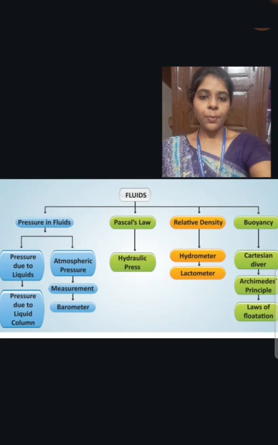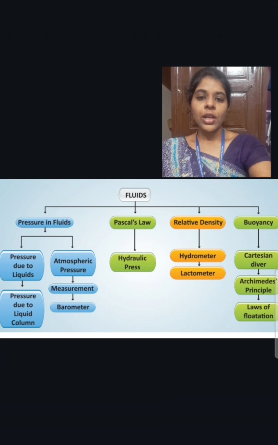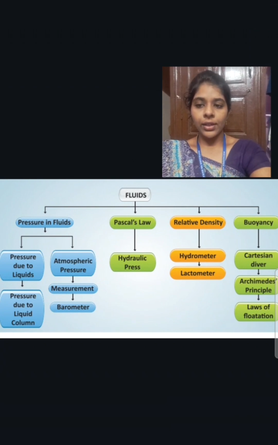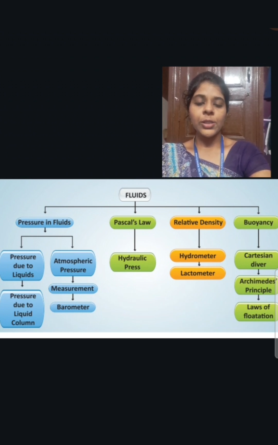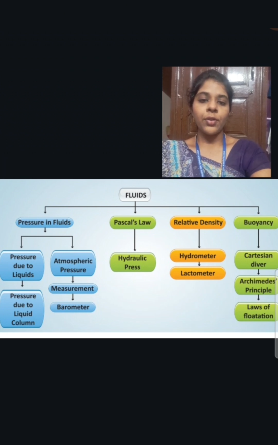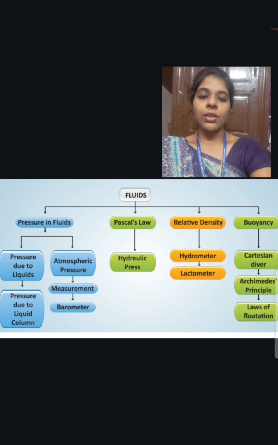Then we saw the properties of fluids. In the properties of fluids, we learned about surface tension, streamline flow, pressure of a fluid, Pascal's law, buoyancy, Archimedes' principle, viscosity, and Bernoulli's principle. These are all we learned about the properties of fluids. So thus we learned in today's topic the properties of solids and fluids.